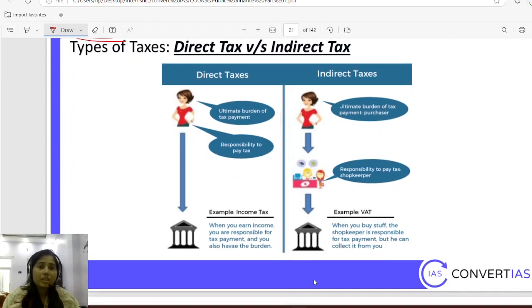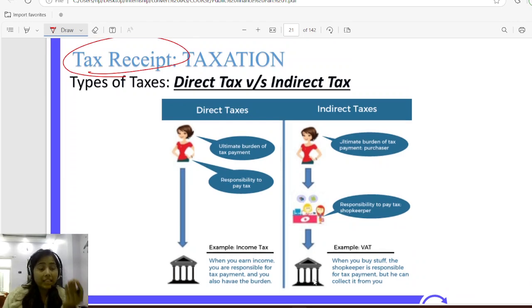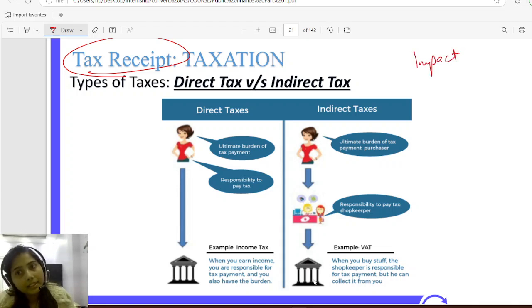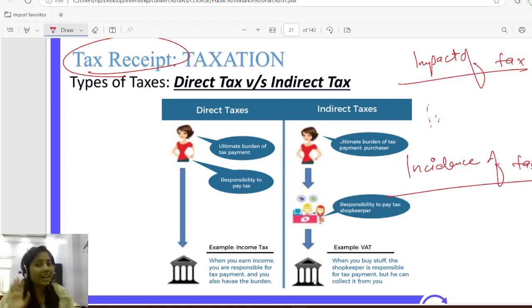Okay, so let's focus on what is the basic difference in terms of economics language, because in economics things are very simple and related to your daily life, but they become tough once we are using economics bookish language. Okay, so you need to focus on those things. See here, impact and incidence, impact of tax and incidence of tax. There are two things here. If you are clear about it, you will be differentiating between direct and indirect tax in economics language as well.